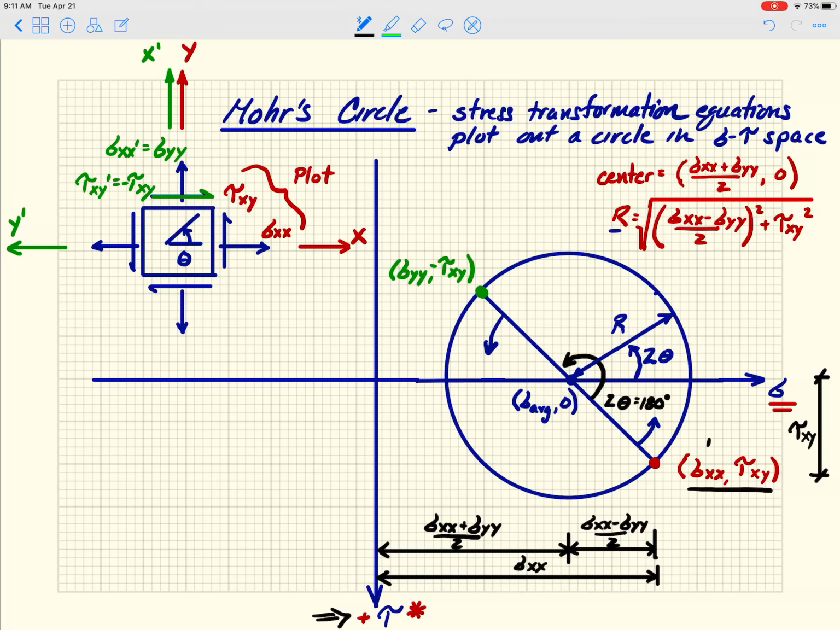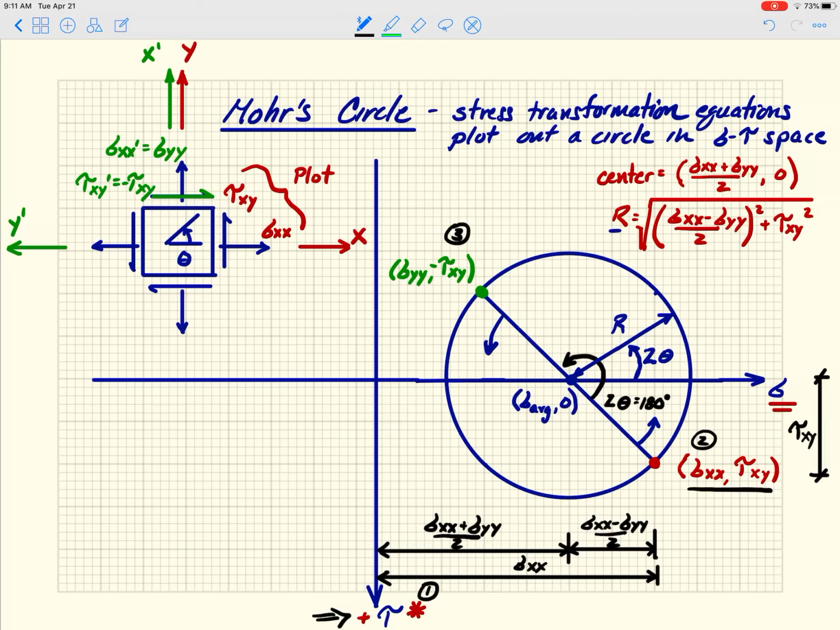So that's number one. Number two is that we're going to plot the stresses on the x face. Those are the ones that are in red.